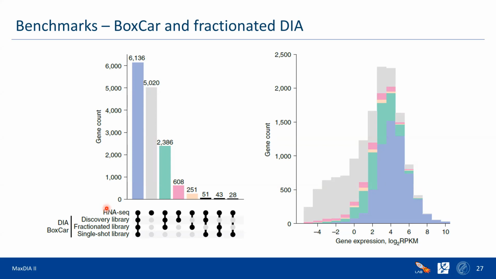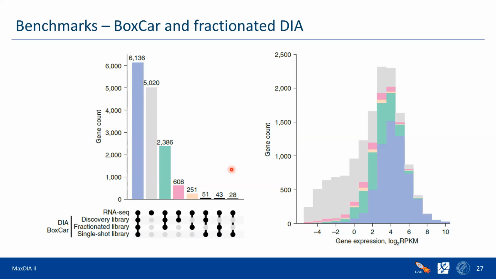First case, RNA sequencing data. Second case is when we're using the discovery library with these BoxCar DIA samples, then using the fractionated library, and then using the single shot library. And you see that 6,000, that's pretty a lot. Cool. So next, the next is a set of genes which we are uniquely finding just in the RNA sequencing data. And maybe this could be the first alarm, what's going on here.